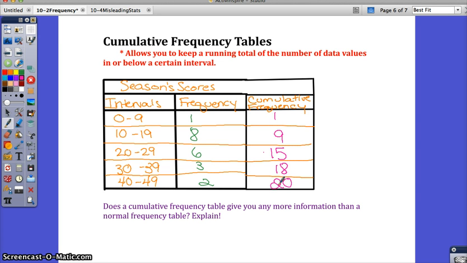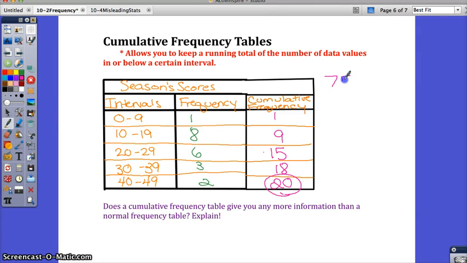The nice thing about a cumulative frequency table is if you polled 100 people and you had 100 results, you wouldn't have to sit there and count them all. A cumulative column is going to show you at the end the total number of data values that you had. The other thing that might be helpful is if you're asked a question about percents.